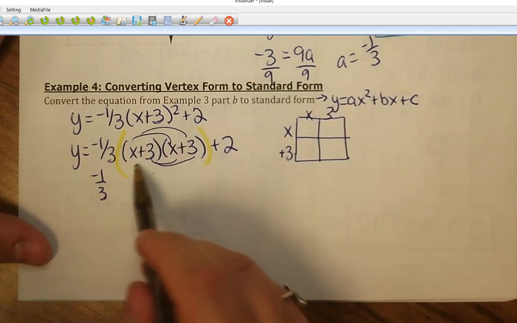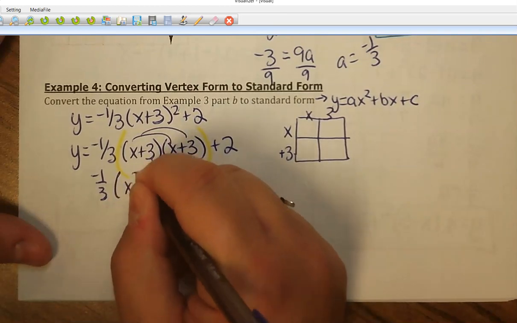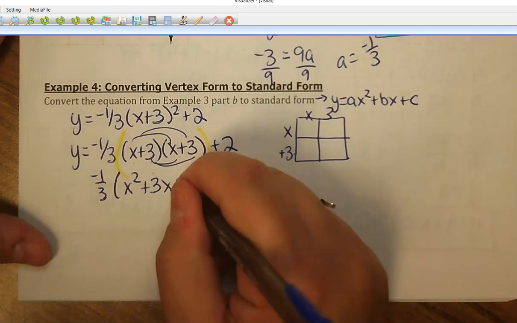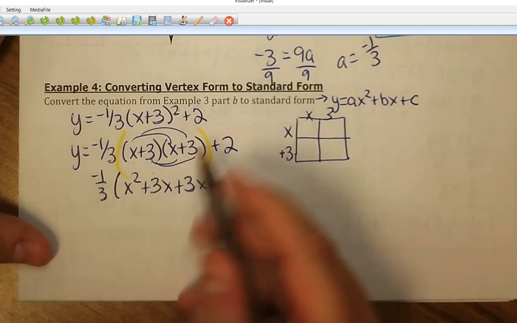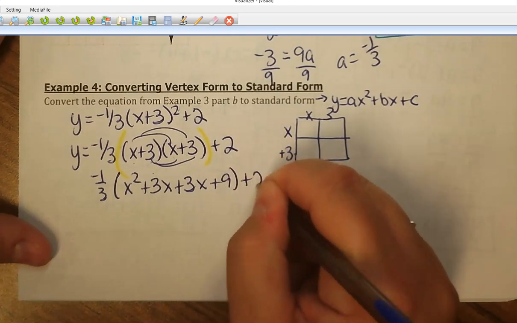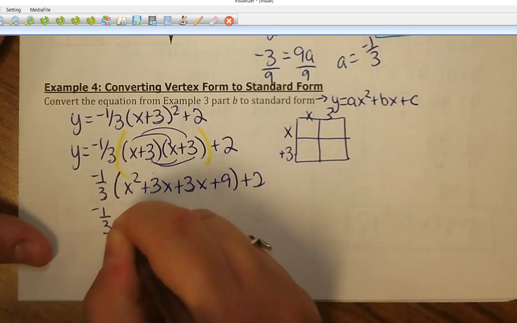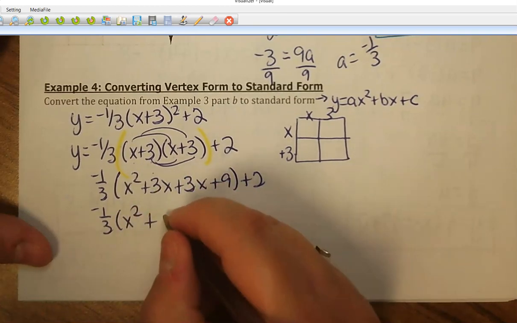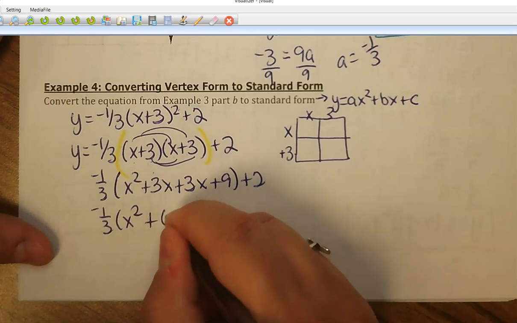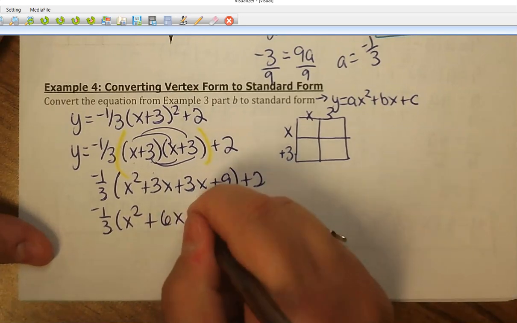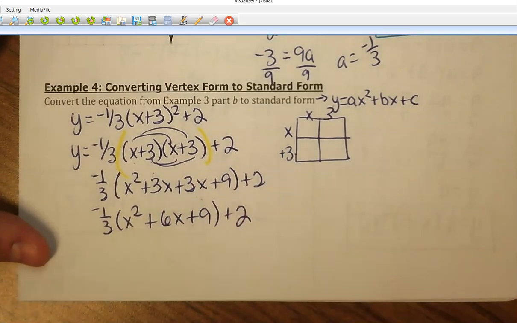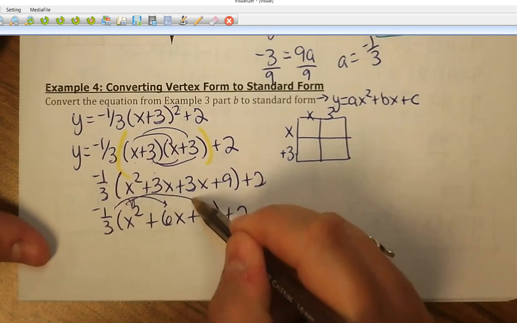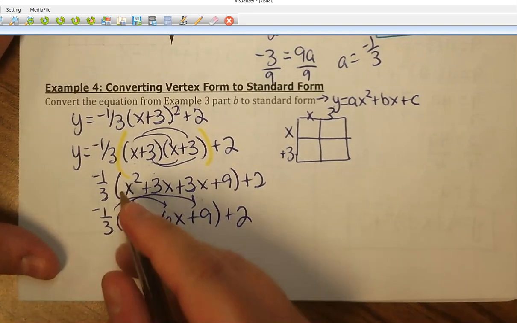So x times x is going to become x squared. x times 3 gives you 3x. 3 times x gives you another 3x. And then 3 times 3 gives you 9. Keep that plus 2, we got to use that eventually. Right here I can combine like terms. 3 plus 3 is 6, so we get 6x plus 9 plus 2. And then I'm going to go through here and distribute this -1/3.